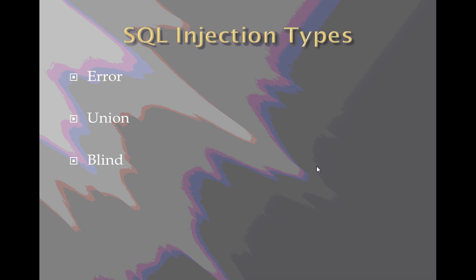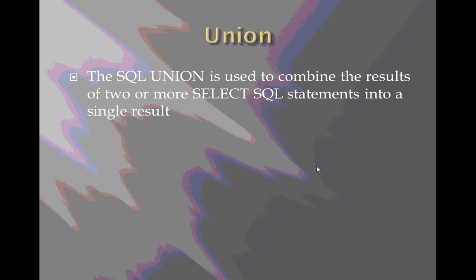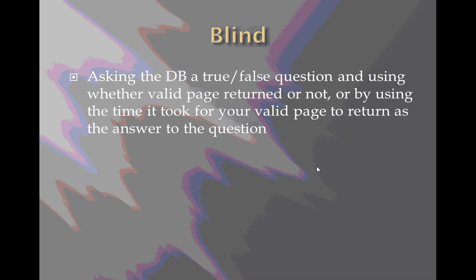So now SQL injection types. There's also three types: error, union, and blind. Easiest to hardest. Error is asking the database a question that will cause an error, and then you gather information from the error. Union is used to combine results of two or more SQL statements into a single result. And blind is asking the database a true or false question and using whether a valid page returned or not, or by using the time it took for the valid page to return as the answer to your question.